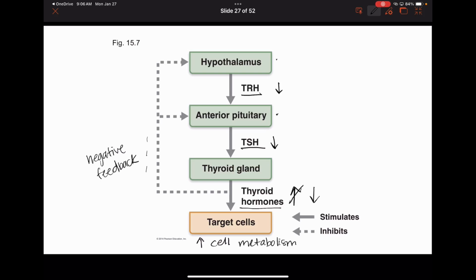Does that make sense, that negative feedback loop? Questions about that before I move on to Graves' disease? Okay, so what happens?